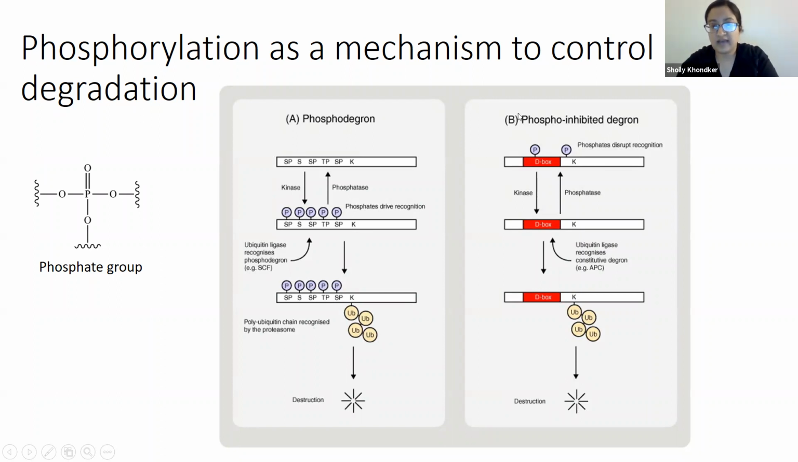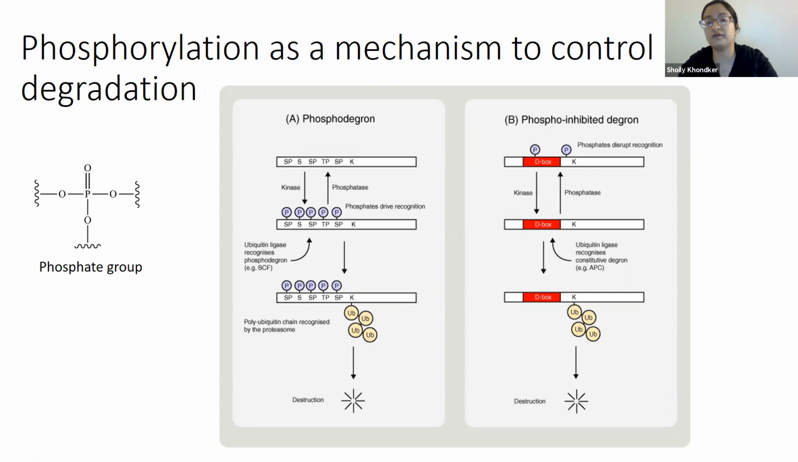Conversely, phosphorylation can also prevent protein degradation. As I mentioned before, there are motifs in amino acid sequences that ubiquitin ligases can detect. One of these types of motifs is called a destruction box or a D box. So the addition of a phosphate group to a D box can prevent detection by ubiquitin ligase, thus stabilizing the protein. This phosphorylation event can be reversed by another type of enzyme called a phosphatase.